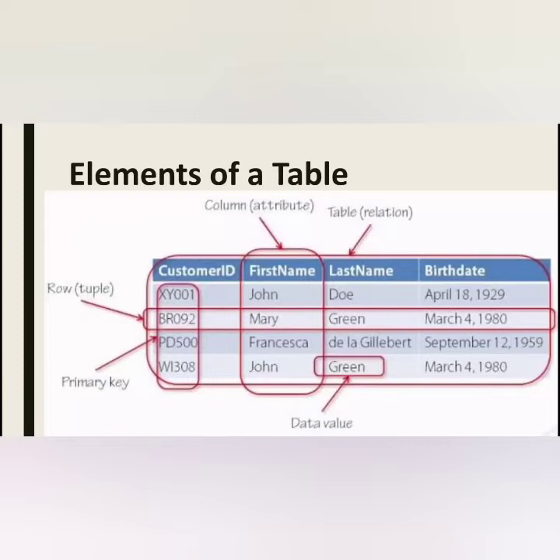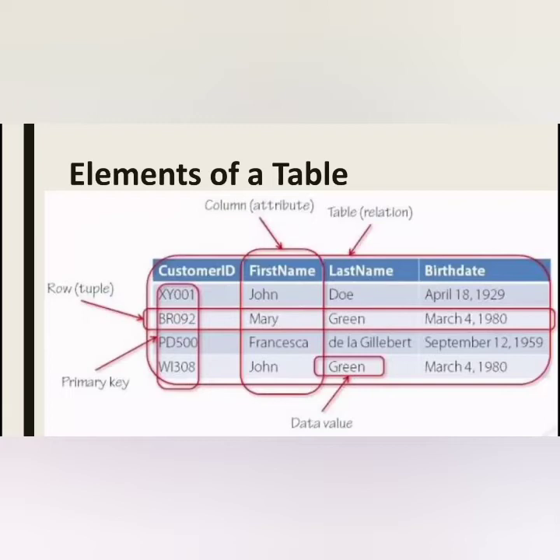Now, record. The rows in a table are called records. We used to call them tuples too. A record contains the value for all the fields that belong to a single person or an entity. Here, for example, customer ID is BR092, name is Mary, last name is Green, and the birth date is 4th March 1980. This whole is a particular record.